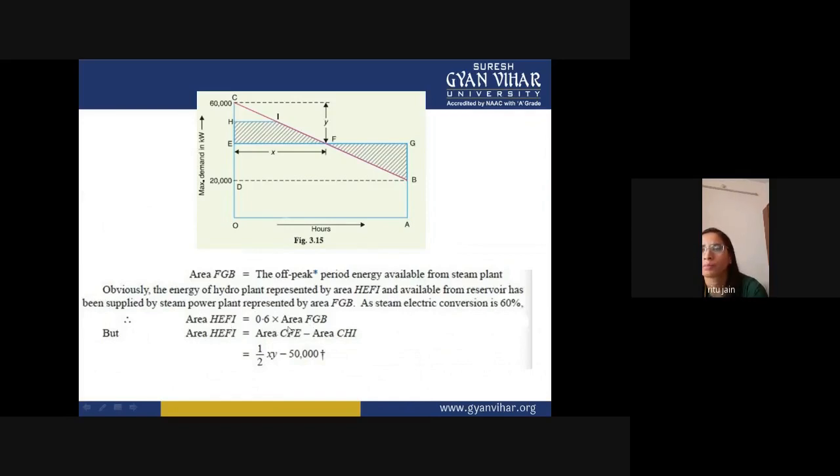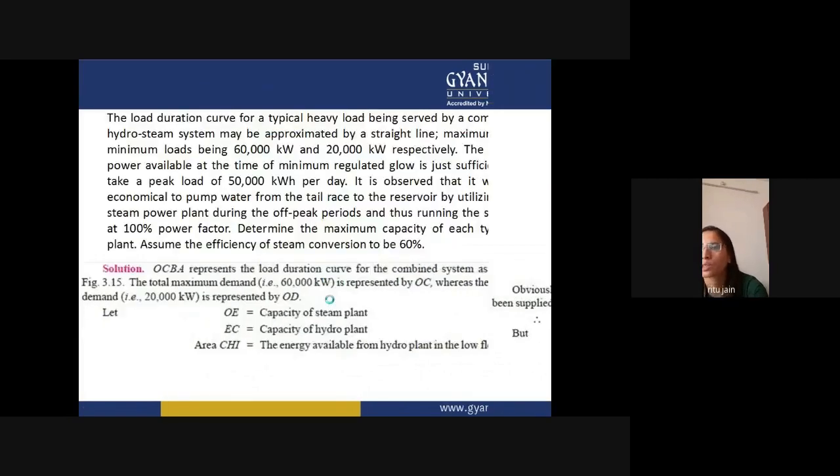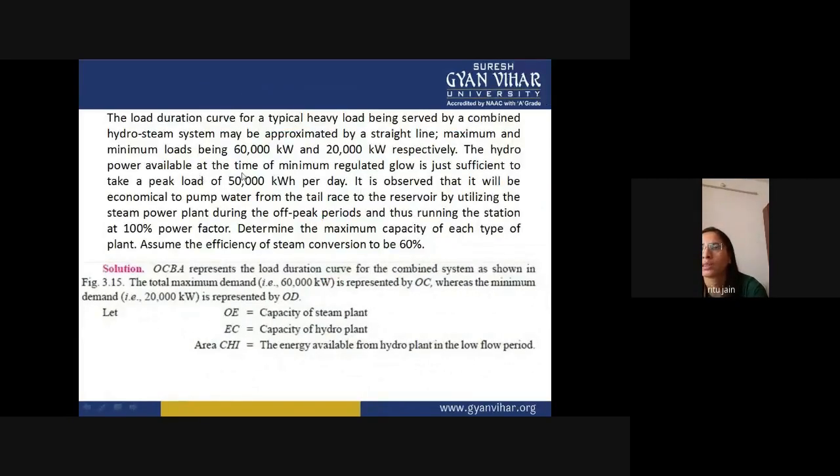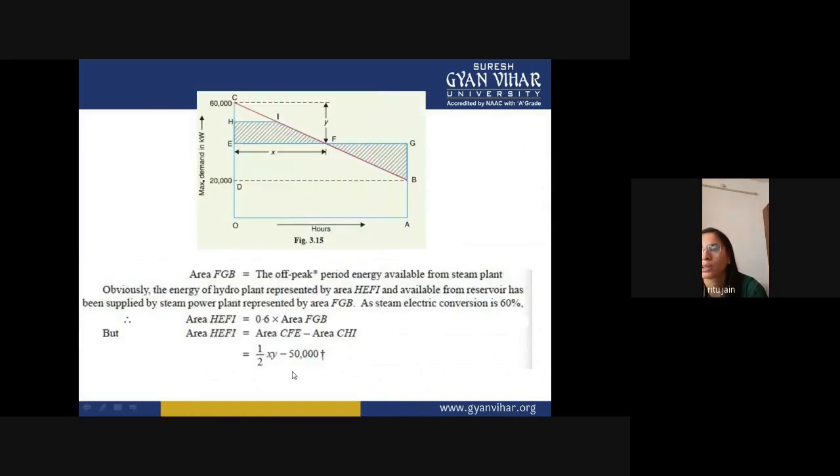So you can easily calculate. Now area HEFI is equal to area CFE minus area CHI. The area CFE can be calculated as 1 by 2 into x into y, horizontal into perpendicular, because it is a triangle, and area CHI is subtracted, and area CHI is already given, that the hydropower available at the time of minimum regulated flow is just sufficient to take a peak load of 50,000 kilowatt hour per day. So this is your low flow period. So you can calculate area HEFI by this equation.